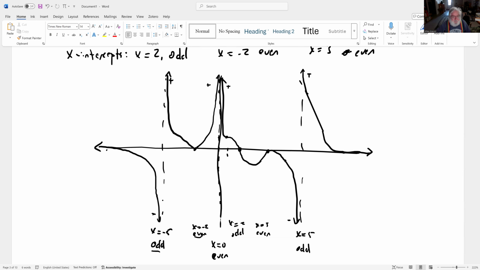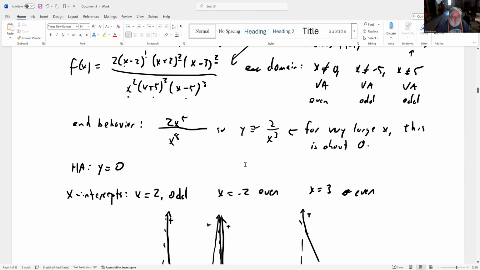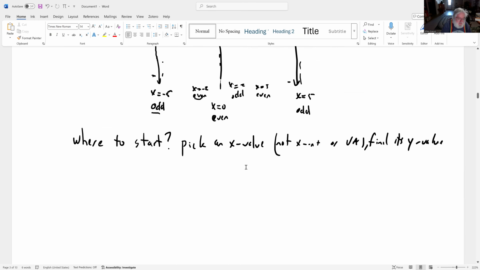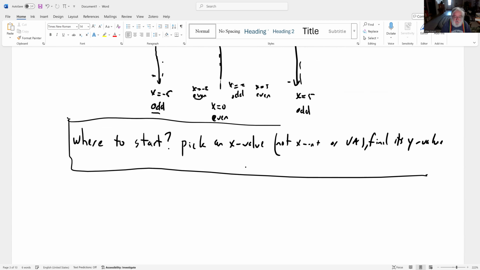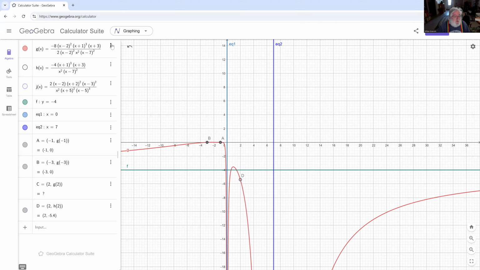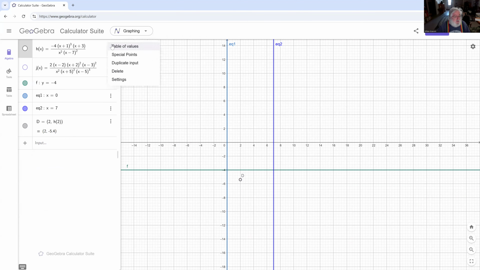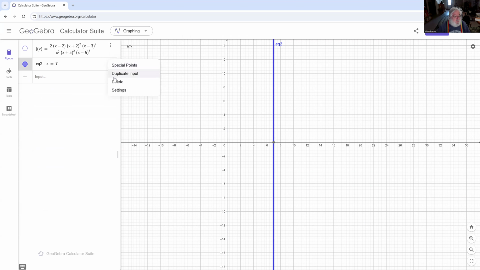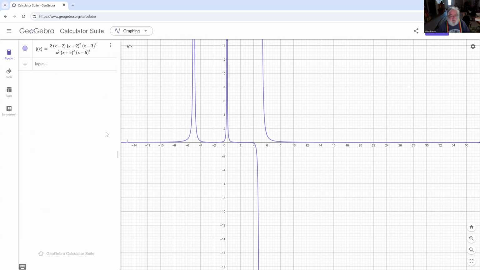So in this particular case, where to start: pick an x value, find its y value. Otherwise, start with the end behavior. And so we can go to GeoGebra. We can delete that function. We don't need it. We can delete that function. We don't need it. We can delete these. And this is our last function.